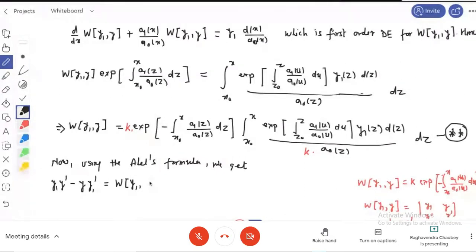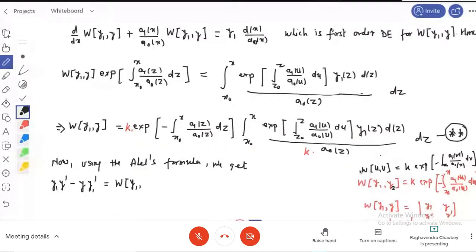and, okay, sorry, this becomes y1 and y2, because the Wronskian of those two, you know that the Wronskian of u and v equals k exponential of this; this is Abel's formula. So we write a1(x) over a0(x) dx, where u and v satisfy your relation.